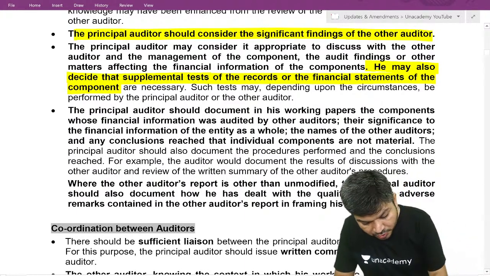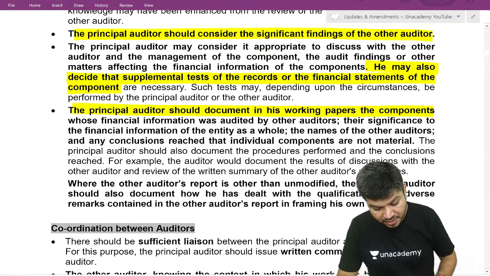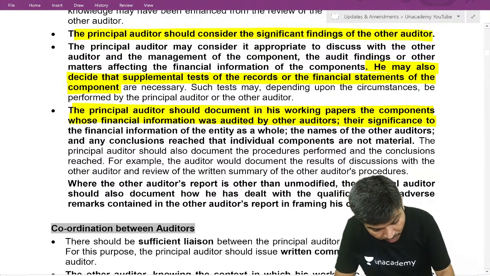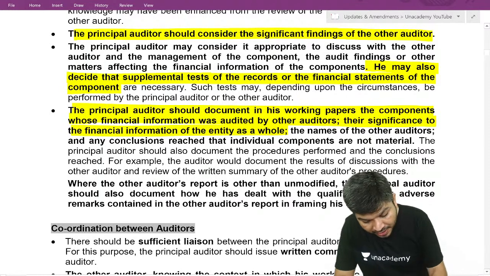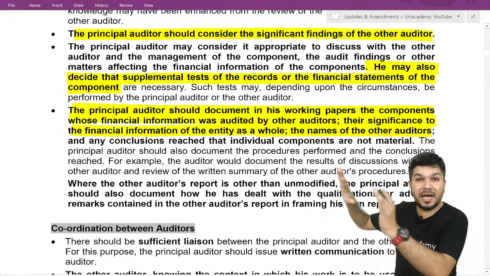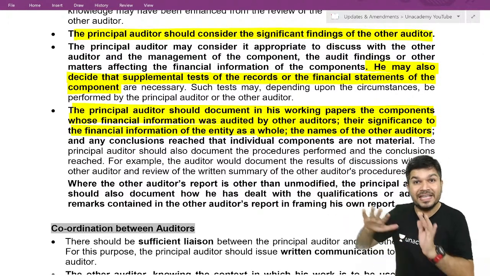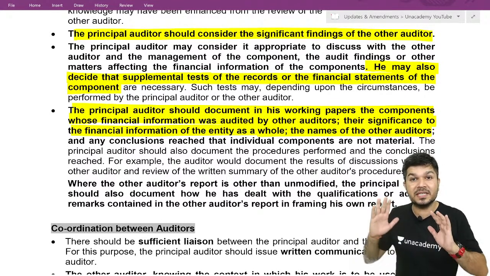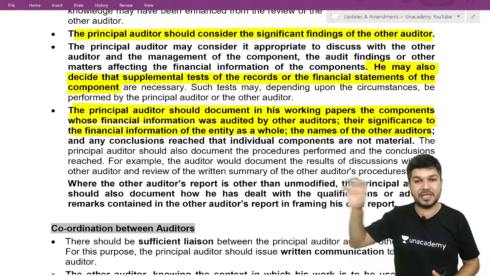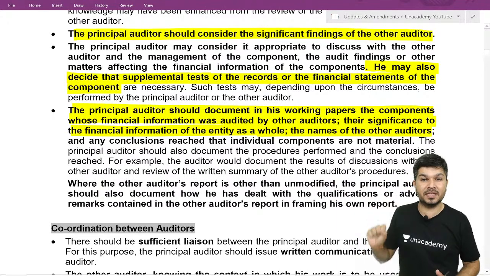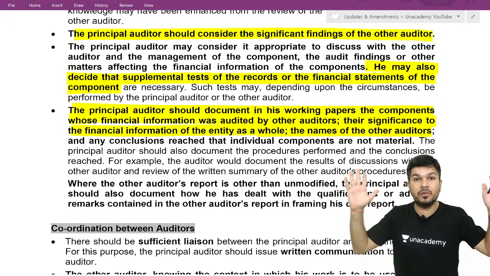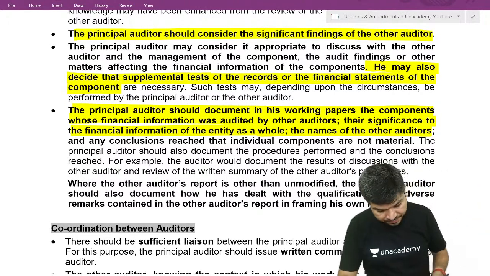Okay, the principal auditor should document in his working papers the components which are audited by someone else, the significance of that financial statement to the entity as a whole, and the names of the other auditors. So keep it in documentation. What do you document? That sir, this many branches were audited by other auditors, the names of the other auditors, and their significance compared to the overall entity. So that branch covers a turnover of this much, that branch covers a profit of this much, that branch covers a cash flow of this much compared to the overall entity. You should document that.